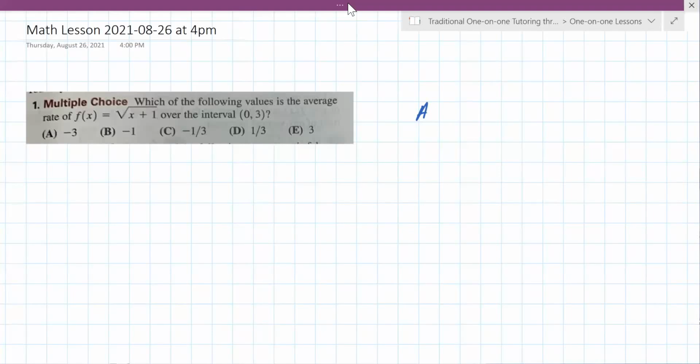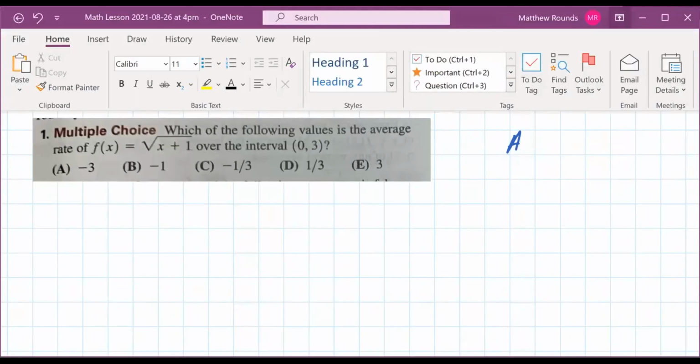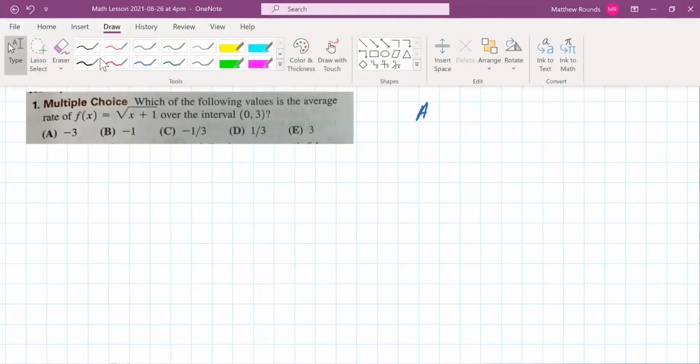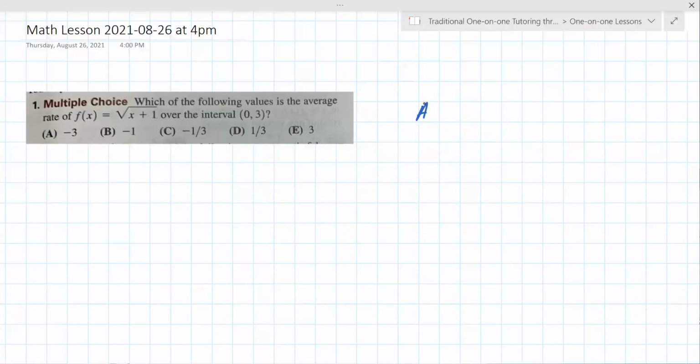The first question there that you mentioned. Get this into the bigger view. I've got the wrong color pen. There we go. So average rate of change. This is a formula. This is f of b minus f of a over b minus a. It looks a lot like the slope formula.